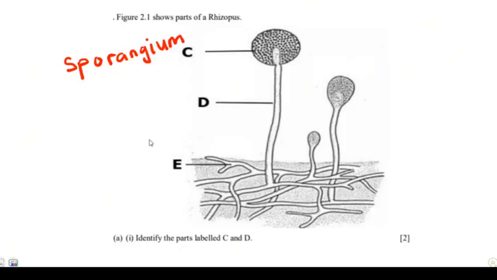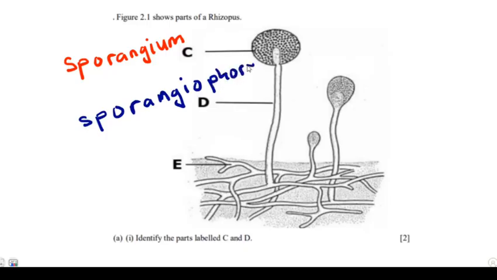Then what about part D? Part D, what is it called? This part D right here, as you can see, is the one that is holding the sporangium. So the part that holds the sporangium is called the sporangiophore. So this is the sporangiophore.